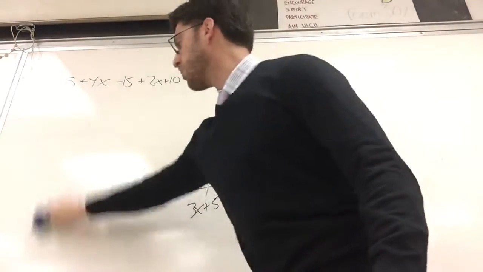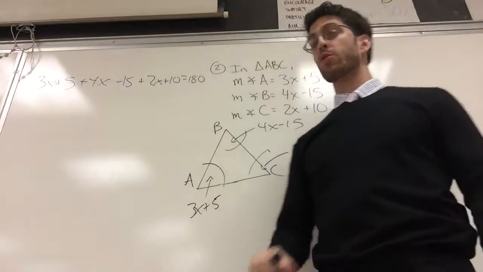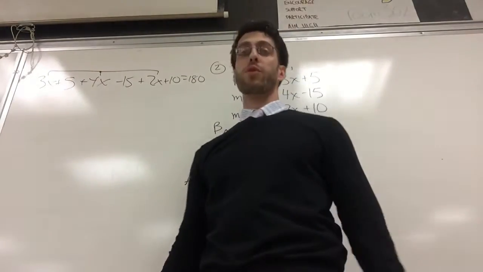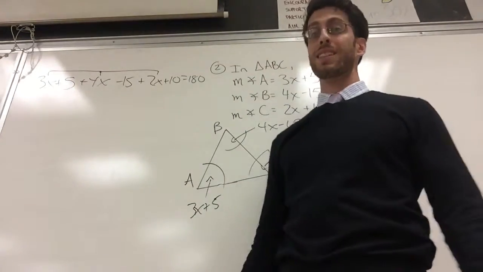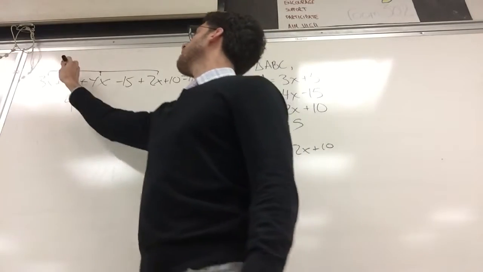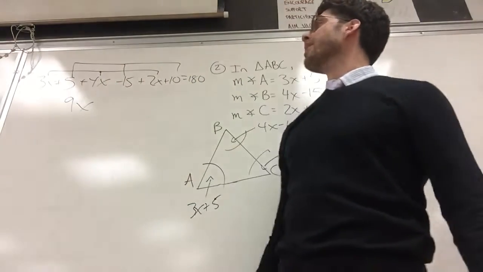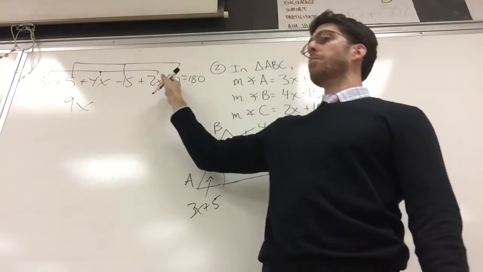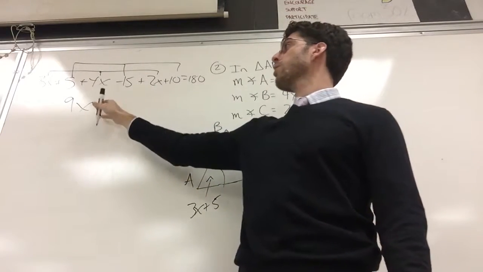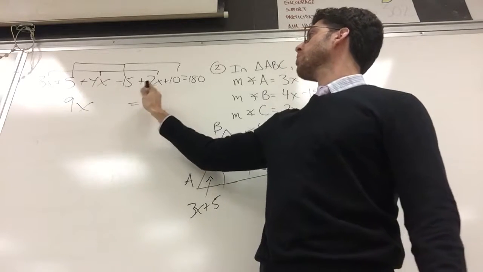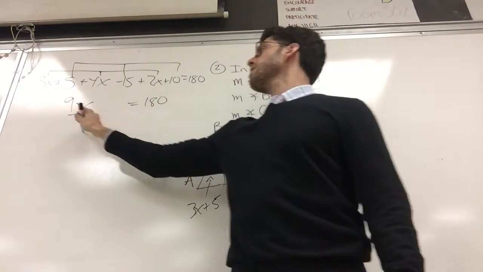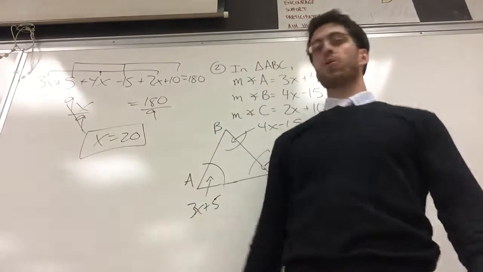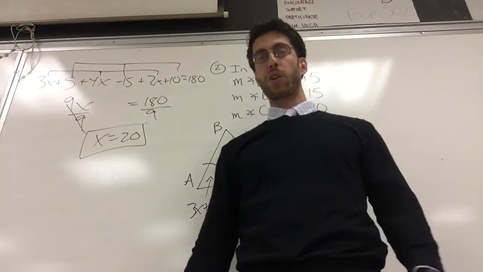Once you got that, hopefully your algebra skills are strong enough to solve for x. So let me get my like terms all together. 3 plus 4 is 7, plus 2 more is 9x. 5 and a negative 15 and a positive 10. 5, negative 15 leaves me with negative 10. Negative 10, positive 10 leaves me with 0. So I have no number to bring down here. Equals 180 drops down. That's easy enough. Divide by 9 and x equals 20. Whew, that's a lot of work.